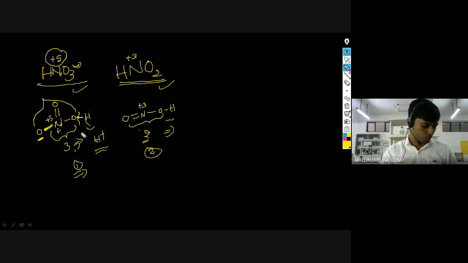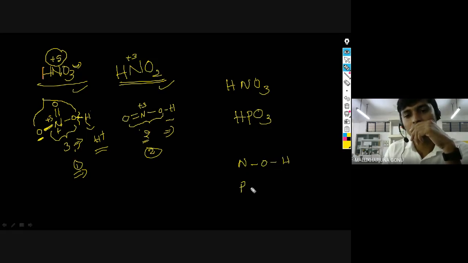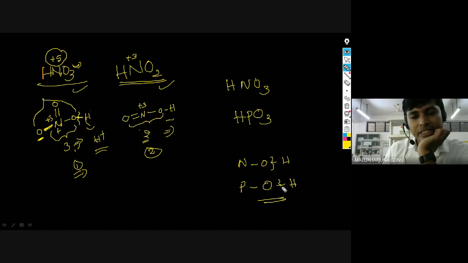The more acidic one has the higher oxidation number among the same type of elements. If you go down the group, for example, if you take HNO3 and HPO3, let's try to understand the bond in a simple way. Nitrogen, oxygen, hydrogen bond. In the HPO3 case, what bond do we have? Phosphorus, oxygen. I am not writing the total structure, so try to understand the concept here. Which bond can be broken here, the first bond or the second bond?